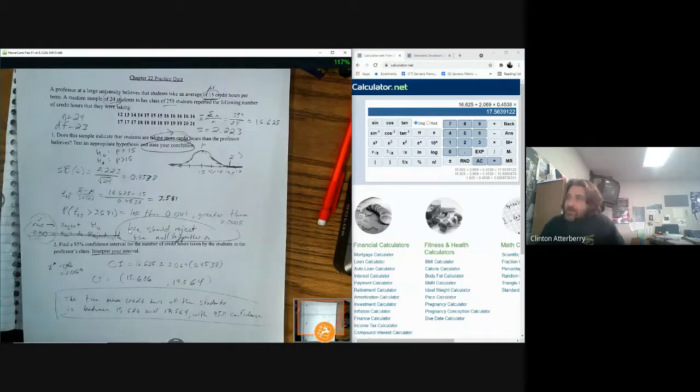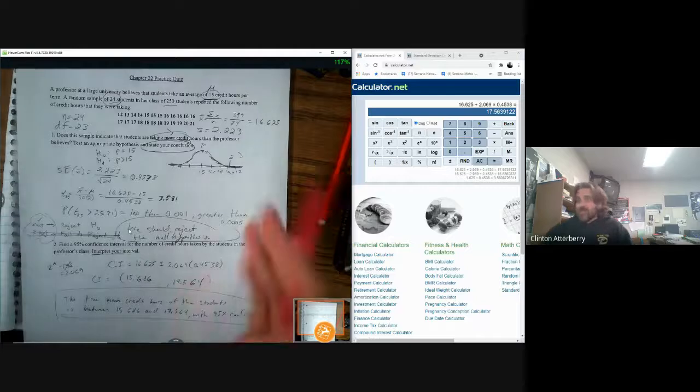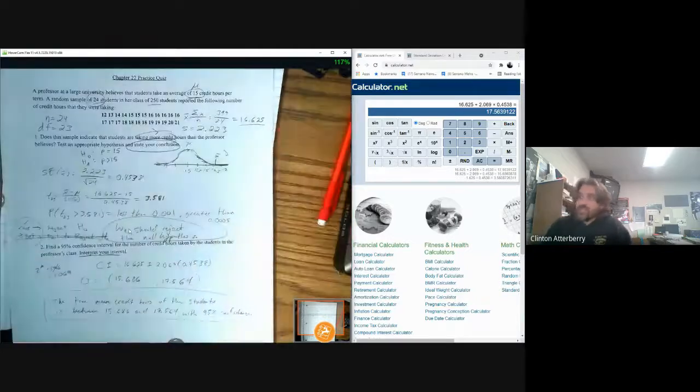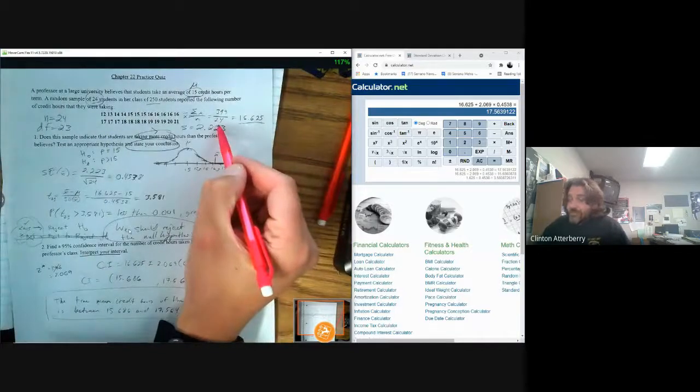They give us the data. That's the raw data. So they want us to find the average and the standard deviation. Okay, average, add them up, divide by how many you got. That's your average, simple average. And we got 16.625 is that number. Added them all up, divide by how many we have.